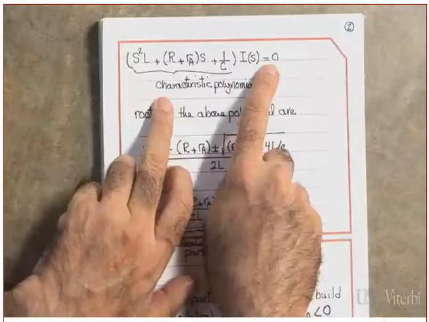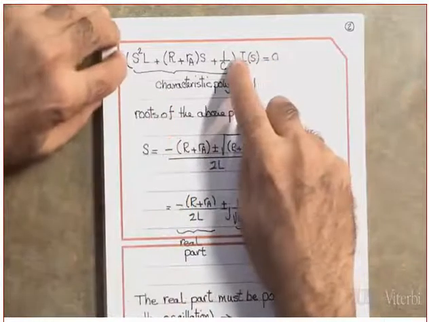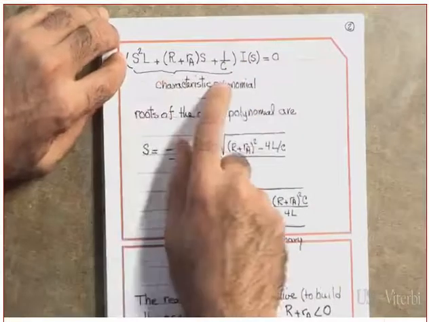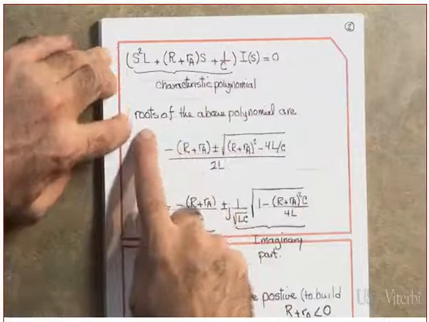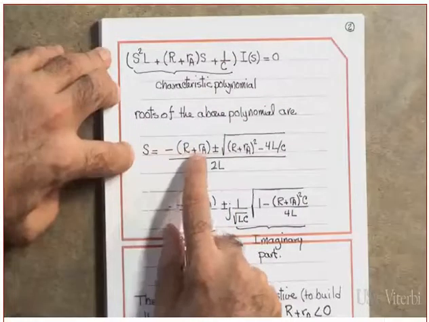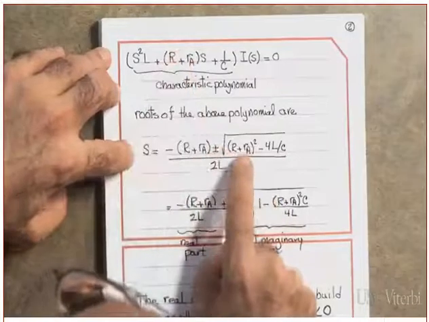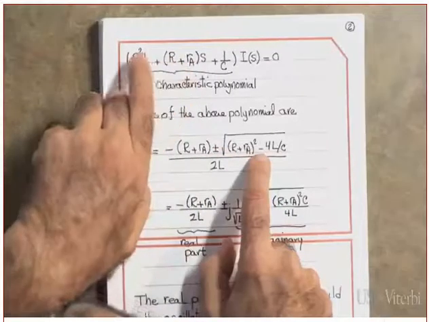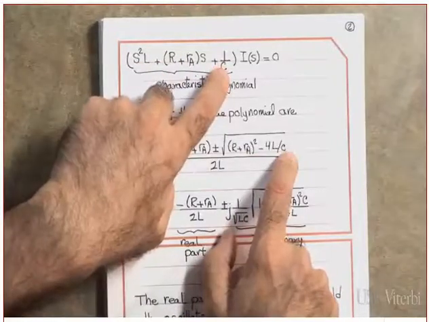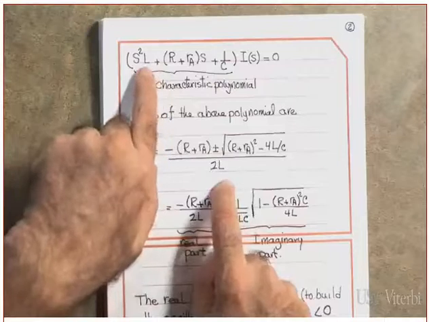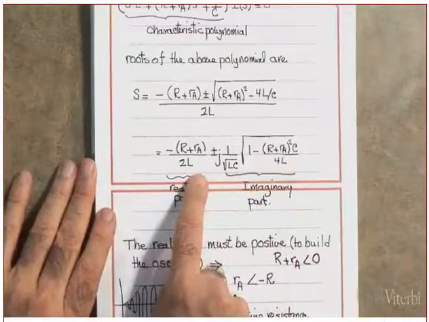So, listen to me. This is equal to 0. Could I(S) be equal to 0? I(S) cannot be equal to 0. Which means this one must be equal to 0. This is what is referred to as the characteristic polynomial. So I equate it to 0. What are the roots? The roots are minus B plus or minus the square root of B squared minus 4AC, where this C is the capacitor, divided by 2A. I simplify it, I get this. Did you get this or not?